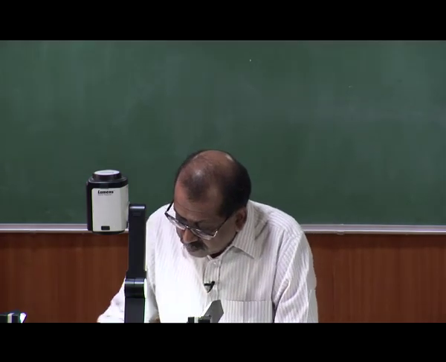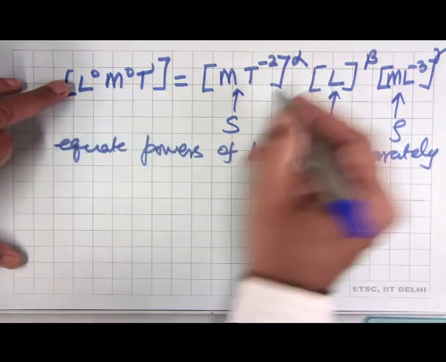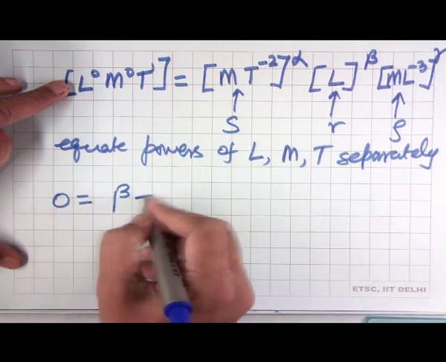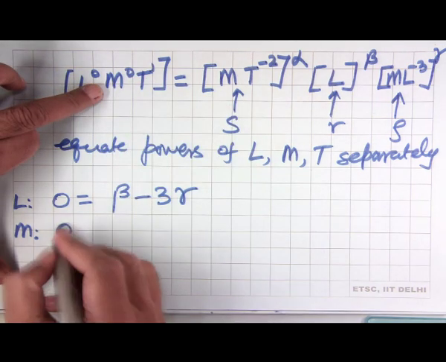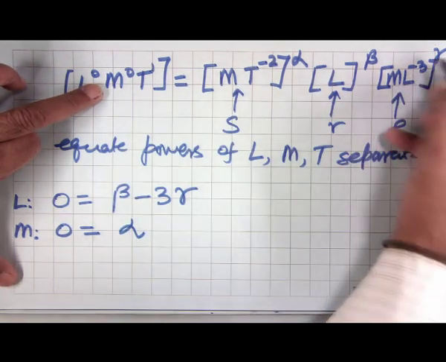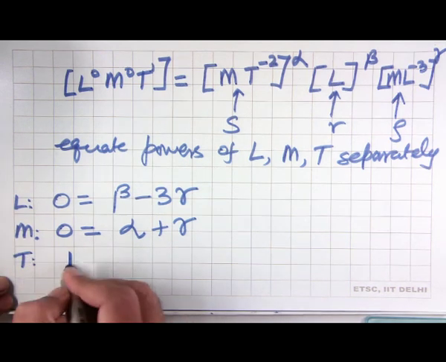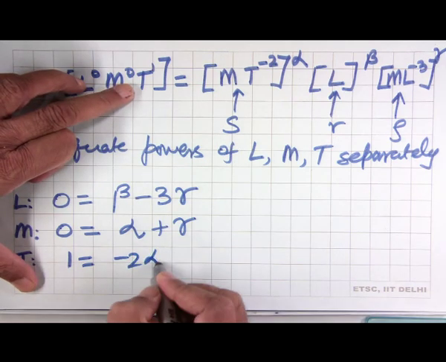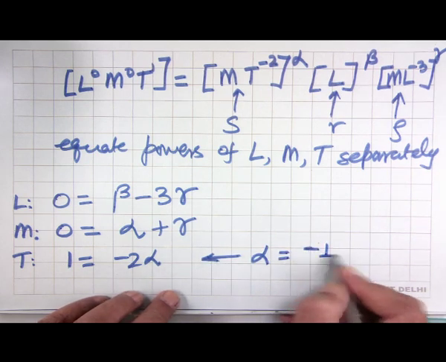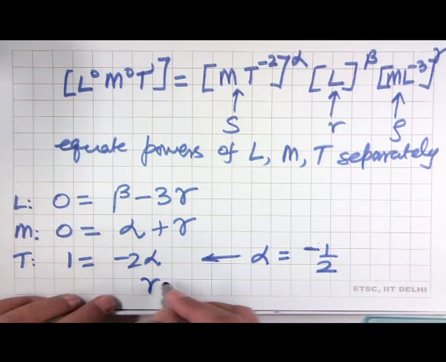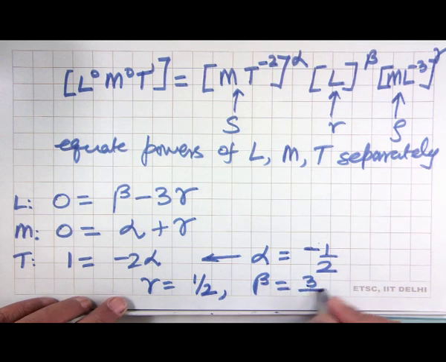So here let us do this. Now when we write this, the power of L on the left is 0, so we get 0 is equal to beta minus 3 gamma. This is what L gives us. Next we go to M. The power of M on the left hand side is again 0, is equal to alpha plus gamma. And then we have the third quantity, which is T. So here we have 1 is equal to minus 2 alpha and nothing else. So first we solve this equation, this gives us alpha is equal to minus half, and then from the second equation, we get gamma is equal to half, and then beta is equal to 3 gamma. So beta will be equal to 3 by 2.